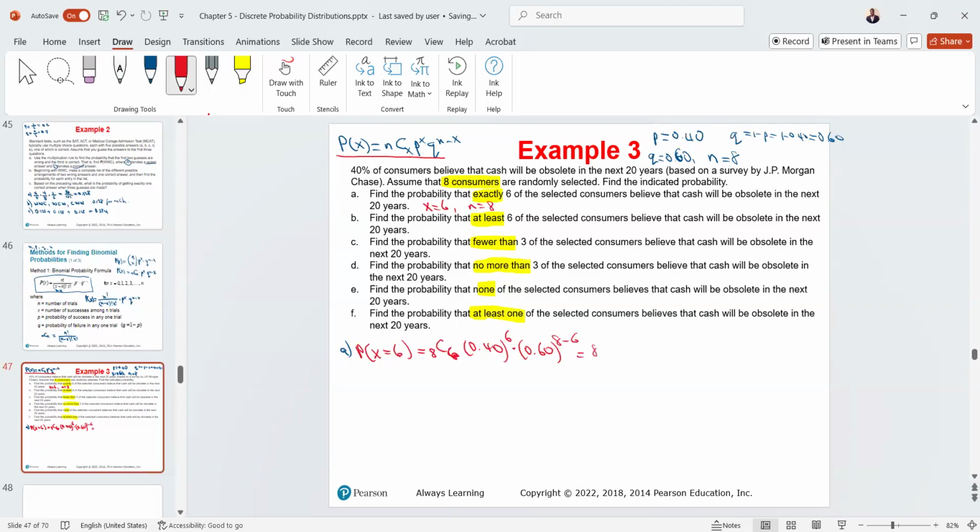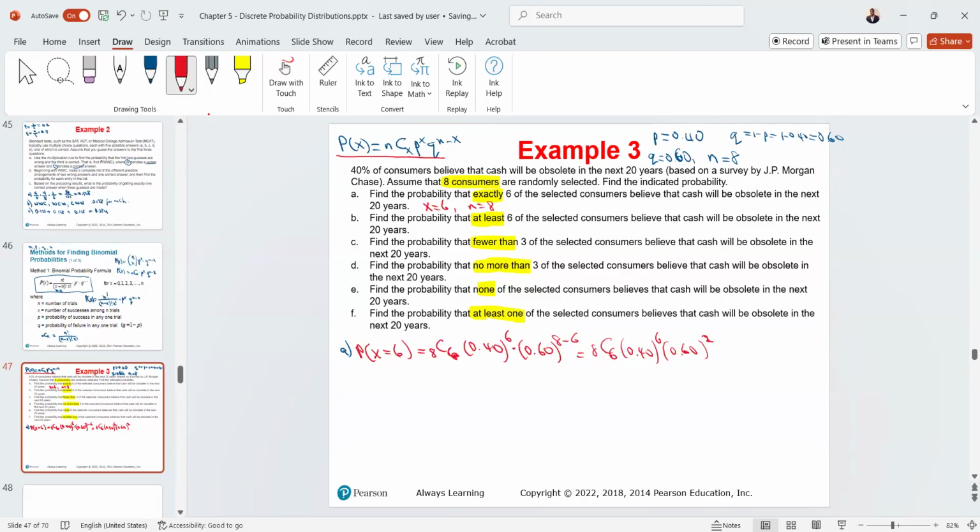So we have 8C6 times 0.40 to the power 6 times 0.60 to the power 2. Now, you can do it manually, or you can choose to do it using a calculator, because I showed you before how to do these combinations using calculators.